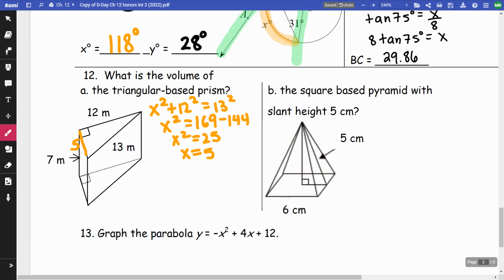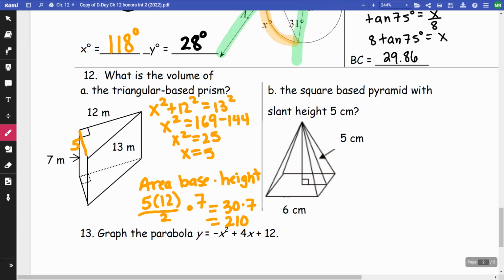So when I'm trying to find the volume, I am going to find the area of the base times the height. Now the area of the base, it is a triangle. So I am going to take my base and height, 5 and 12, divide it by 2, and then I'm going to times it by the height of the prism, which is 7. So when I do that, half of 12 is 6, 6 times 5 is 30, 30 times 7, I am going to get 210 meters cubed as my answer, okay?